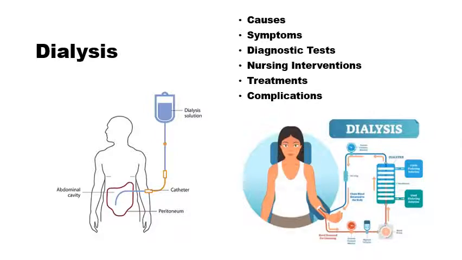Dialysis, we're going to probably see this due to kidney failure. And this is because we need a rapid correction of fluid and electrolyte abnormalities. There are different types. There's the peritoneal dialysis, this one here on the left side.